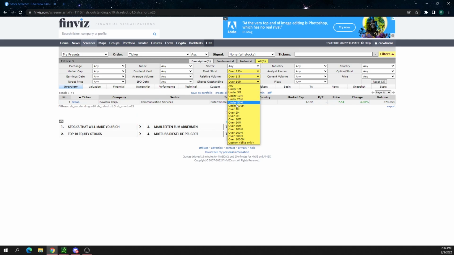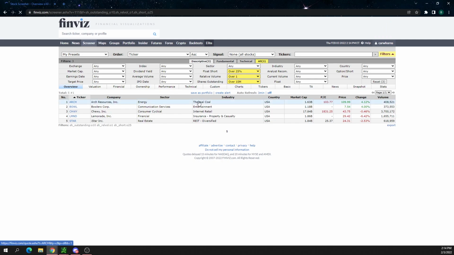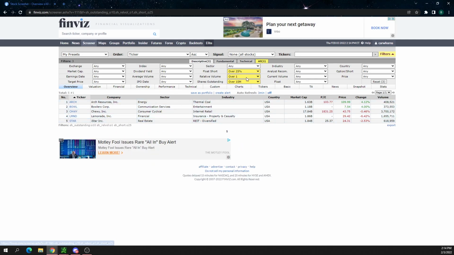Now, there are going to be times where there's going to be more than just one. And what we can do is actually switch this to one so we can get more of these just so you guys can see it. But basically what this is saying is there are under 10 million shares being issued to the public, and over 25% of those shares are being shorted by other people.